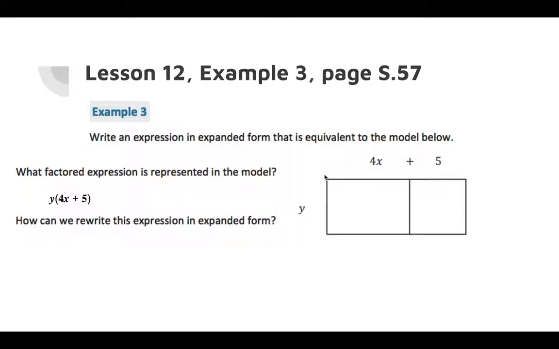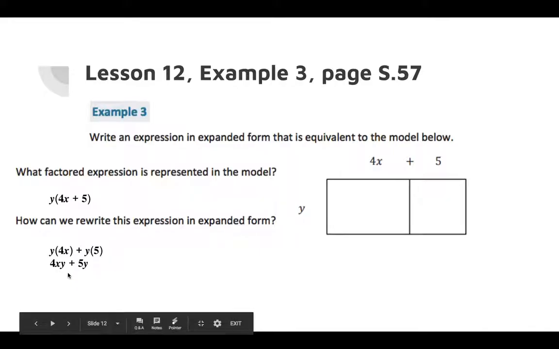Okay, pretty simple, right? How can we rewrite this expression in expanded form? Remember, expanded form means you are now distributing the y to what's inside your parentheses. And this looks like y times 4x plus y times 5, which gives us 4xy plus 5y. Remember, the number comes first, and then you write your variables in alphabetical order, and that's why that comes out to 4xy plus 5y.